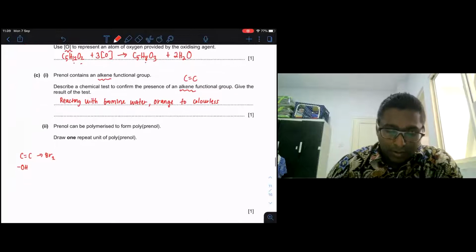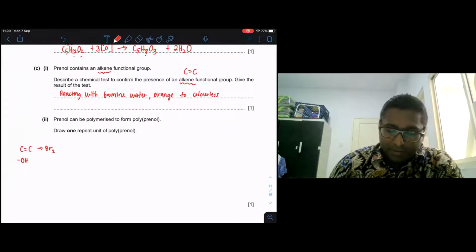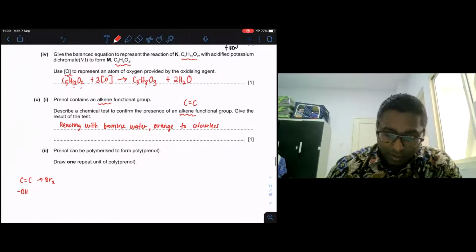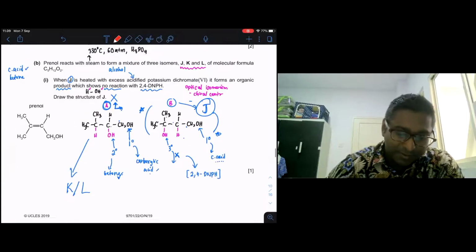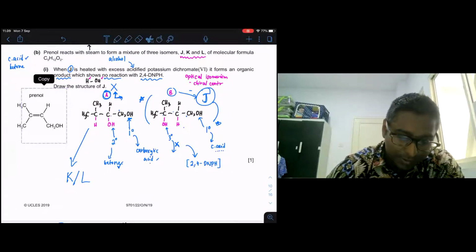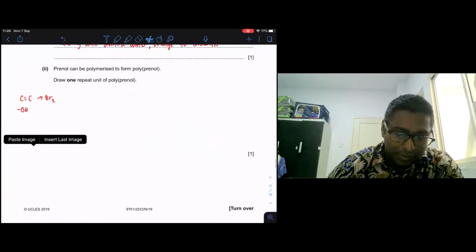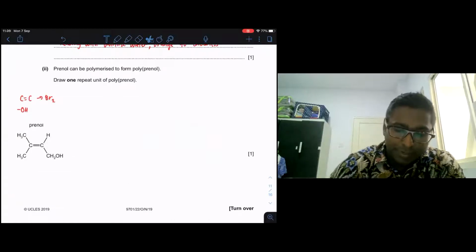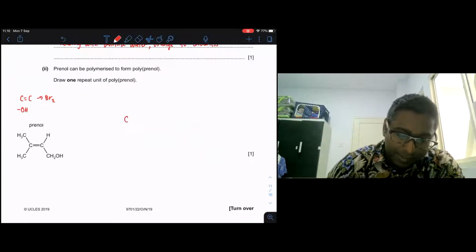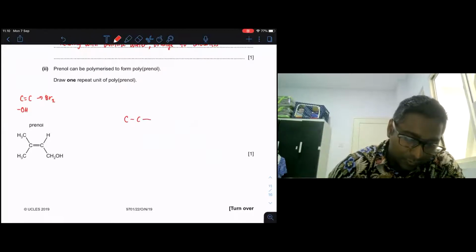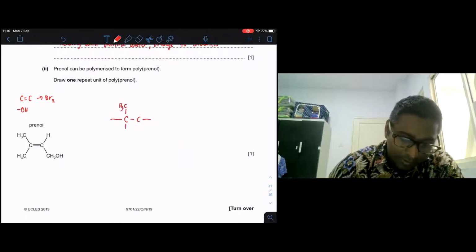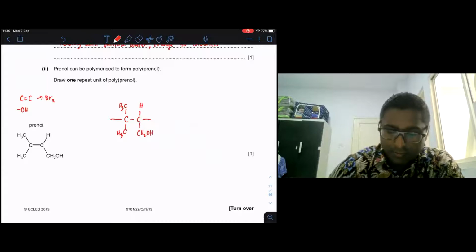Now let's move on. Phenol can be polymerized to form polyphenol. Draw one repeat unit of polyphenol. So this is phenol. I want to draw one repeat unit. To draw this is quite simple. The double bond will be broken and it will go to this side and this side. And then on this one, you just put CH3, H, CH2OH. Just leave it like that.